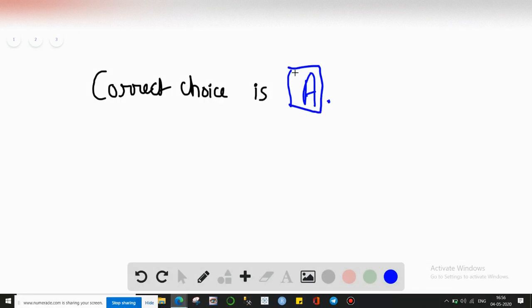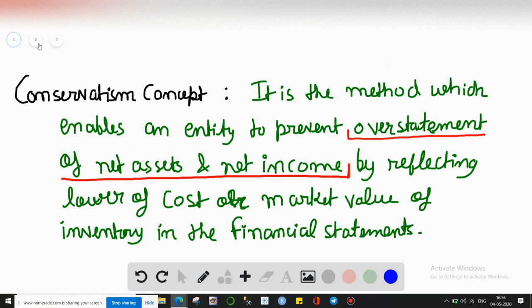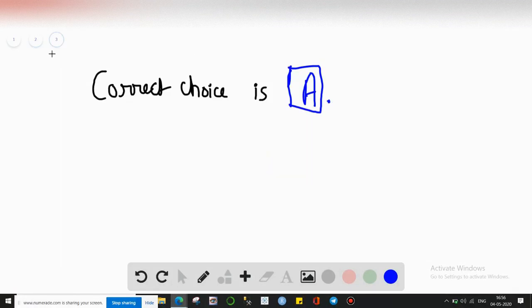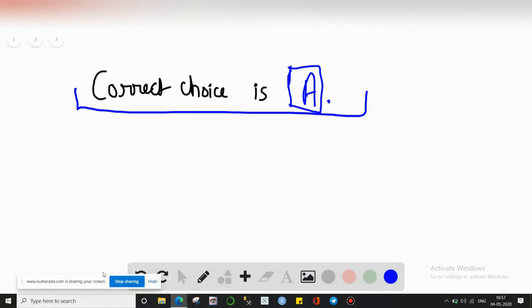However, why it is, what is the concept behind such reporting aspect, and what is the actual meaning of the concept and how we do this, is also important to know about. However, the correct choice is A, and that's all for our solution.